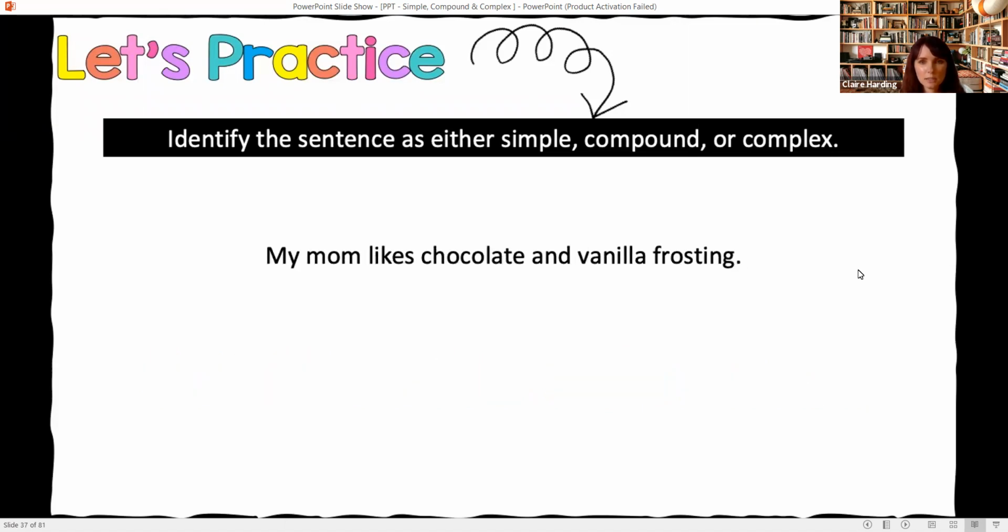My mom likes chocolate and vanilla frosting. So I'm going to warn you, this one might be a little confusing. So remember what you've learned about simple, compound, or complex sentences. I'll give you a few seconds to think about that. What do you think that is? My mom likes chocolate and vanilla frosting.